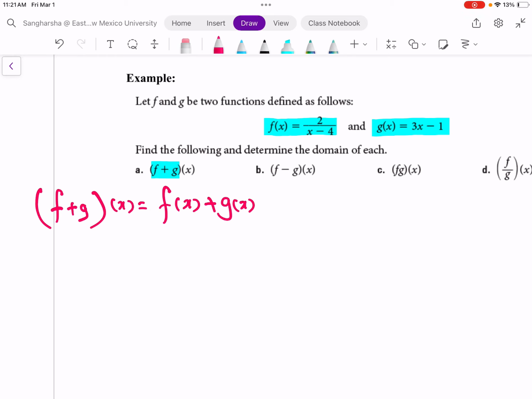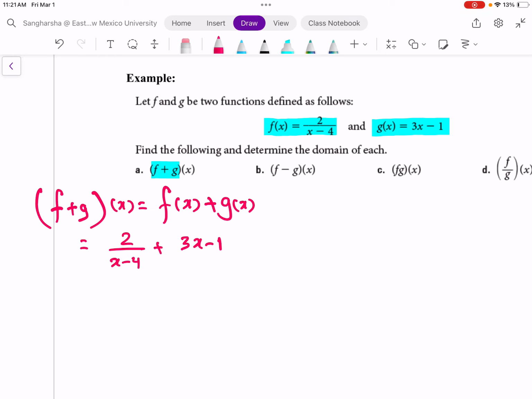So f plus g is a new function. So we are given f function, we are given g function, and we are trying to find a new function, and our new function is f plus g. And this is you are adding f function and g function. Now let's add these two functions. So what is f of x given to us? f of x is 2 over x minus 4 plus what is g of x? 3x minus 1.